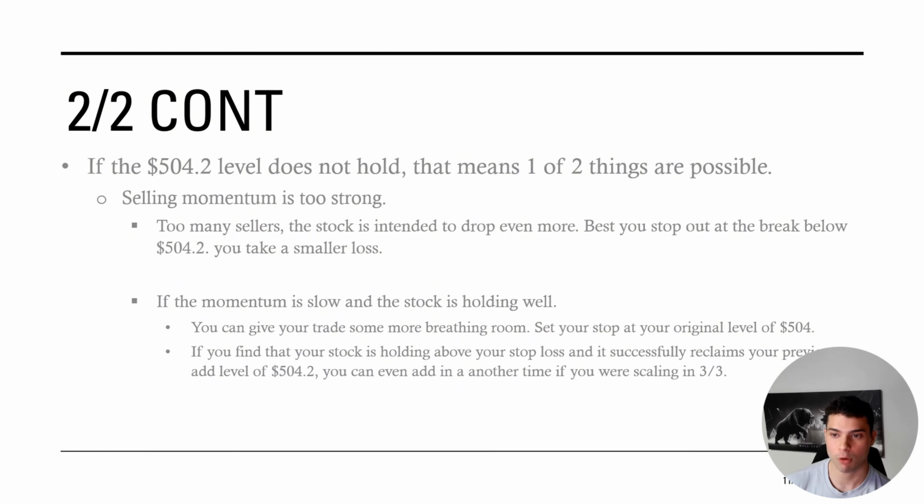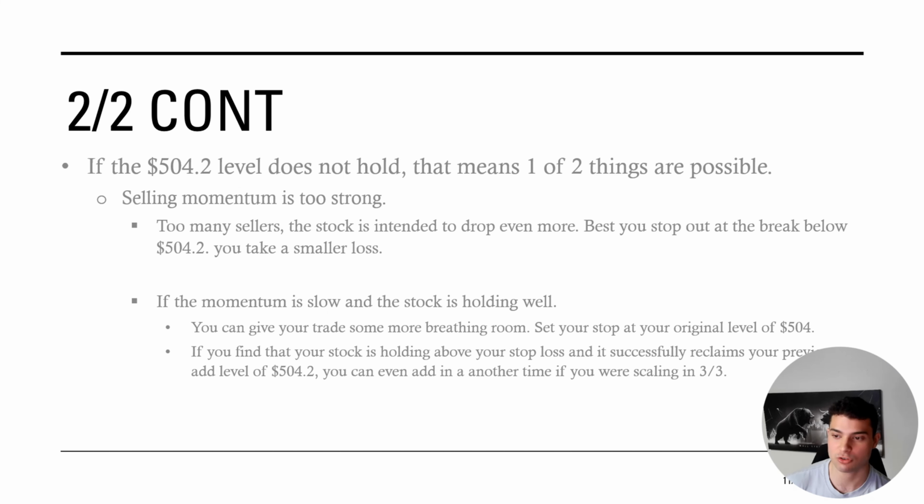Now, if the 504.2 level does not hold, that means one of two things is possible. The selling momentum is either very strong. So if there's too many sellers going in the tape, going in the chart, the stock is intended to drop even more, right? So it was most likely possible to break 504 even. So best you stop out at the break below 504.2, you can take a smaller loss if the momentum is very strong at the break of 504.2.